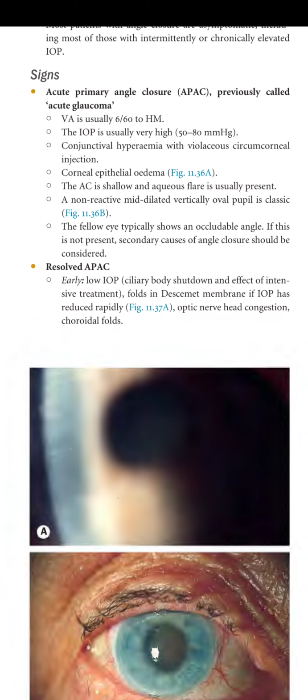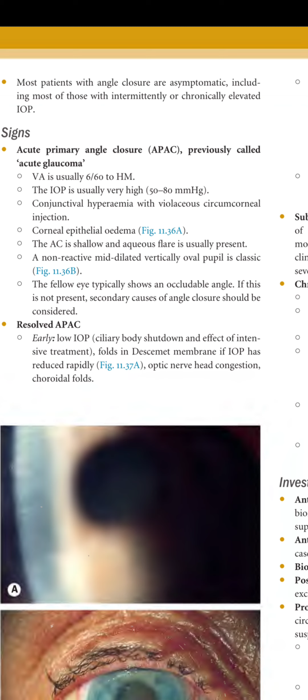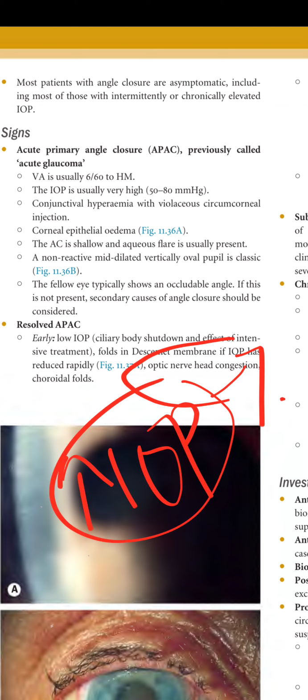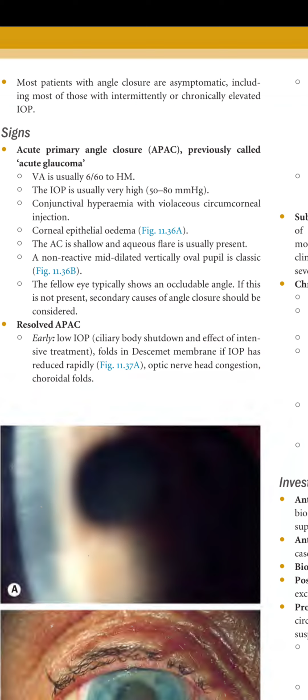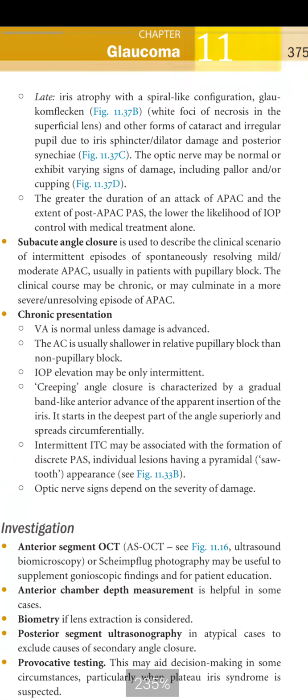If it presents early, there will be low IOP, ciliary body shutdown, and, as an effect of the intensive treatments, folds of the Descemet membrane. If IOP has reduced rapidly, there will be optic nerve head congestion and choroidal folds. So in this case, with very high, acutely raised IOP, there will be optic nerve congestion and choroidal folds as well. And because the IOP has been reduced significantly, there will be folds in Descemet membrane, and there can be even a low IOP. If it presents late, there will be iris atrophy.